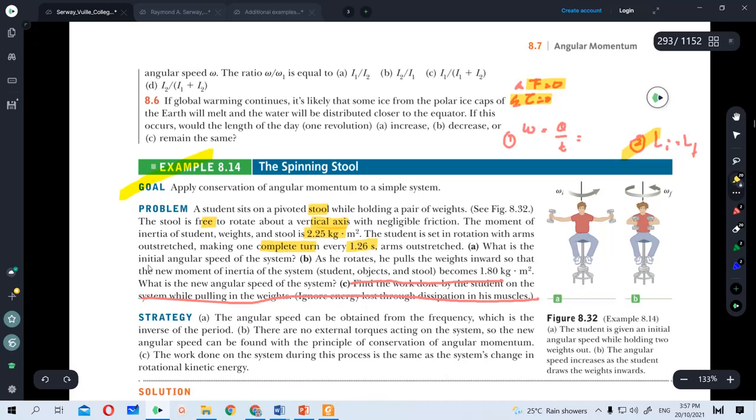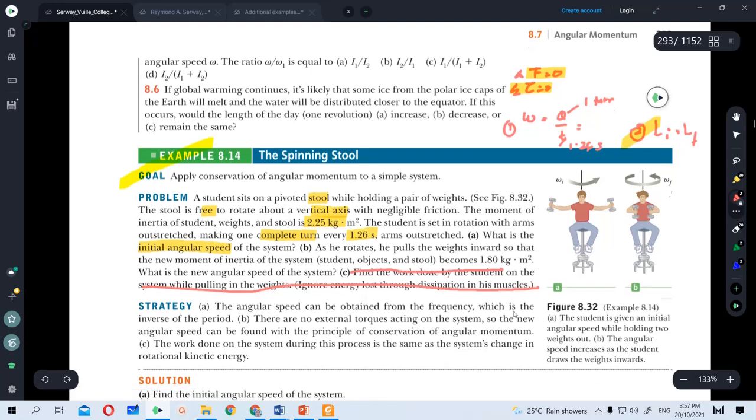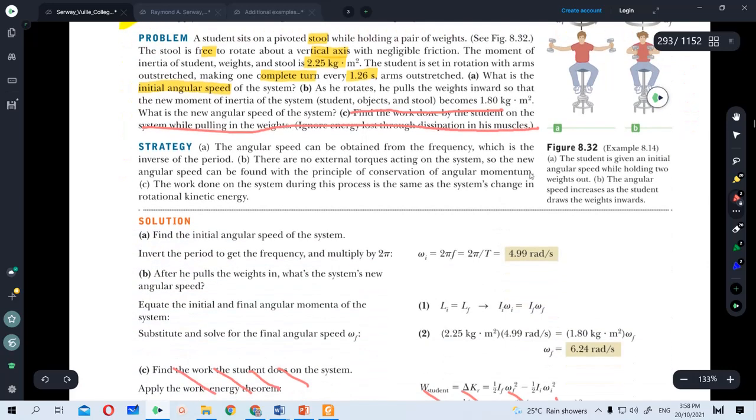So when the question asks what is his initial angular speed, you are to make use of the idea that one turn occurs within 1.26 seconds. So how much angle is covered in one turn? It's 2 pi. So this is the theta, and this is the time taken within one rotation, 1.26 seconds. So you arrive at 4.99 rad per second. Now we are done with part A.